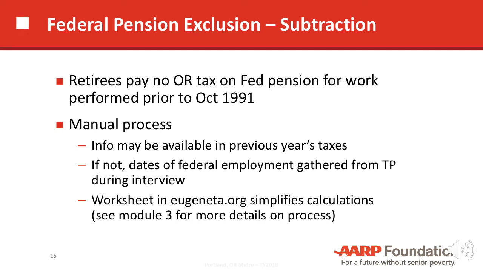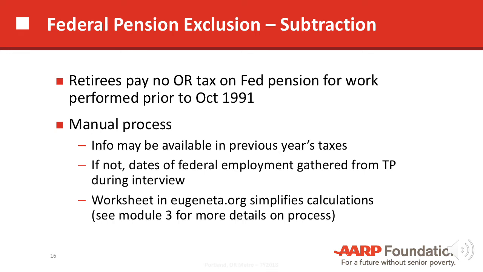Retirees pay no Oregon tax on federal pensions earned on work performed prior to October of 1991. That's a pretty specific date, but that's okay. Oftentimes, this information is available on the previous year's taxes. Because think of it this way: if a retiree worked before 1991, then they did the same amount of work before 1991 last year as this year.